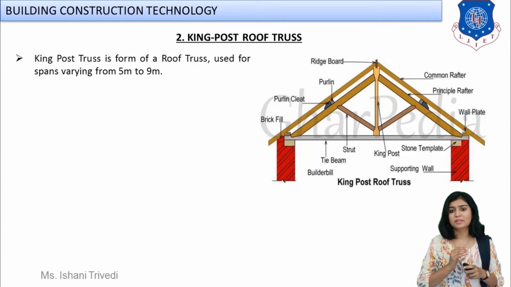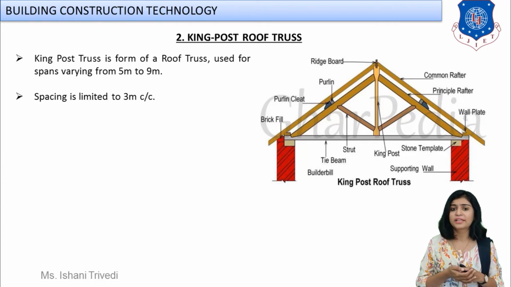Now let us discuss certain technical points and certain theories. King post truss is a type of roof truss. In most cases, I think all cases, this is made up of timber or wood.